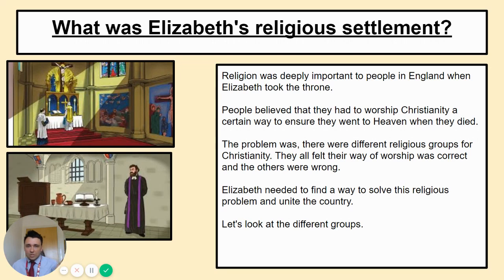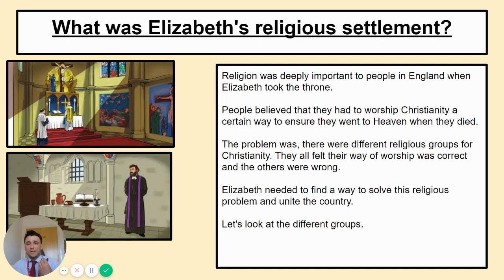Okay, let's begin. Now, I've said this before, but religion is deeply important to people in Tudor England. When Elizabeth took the throne, religion is literally life and death to people. They believed they had to worship Christianity in a certain way to ensure they went to heaven when they died. And if they worshipped the wrong way, they would not go to heaven.